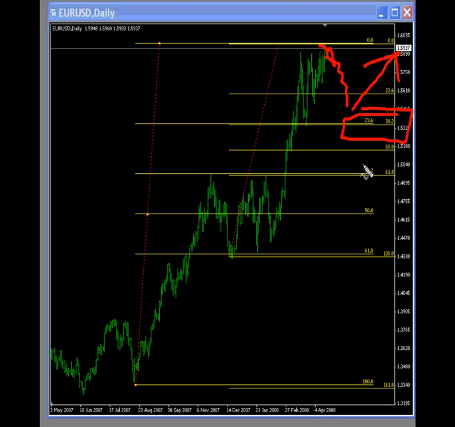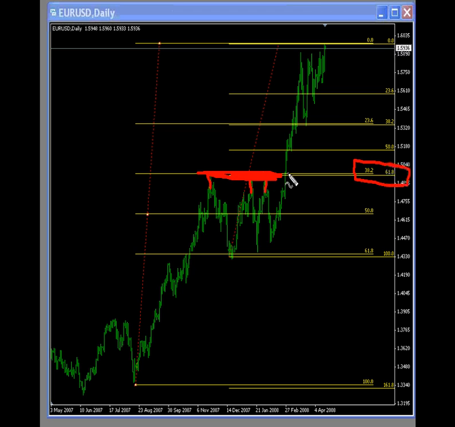An even better area would be if we got all the way down to here. And the reason this is an even better area is because look, along with the 38.2 and the 61.8, we have all these bar highs here. So this previous resistance we would now look to turn into support. And along with the Fibonacci retracement levels would be an awesome area to look for the price action bars that James teaches.